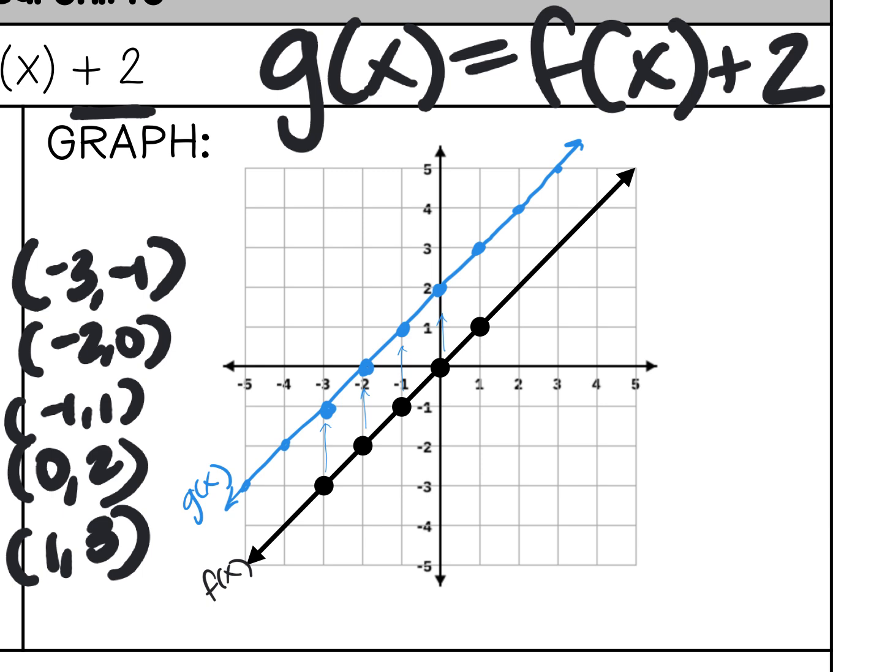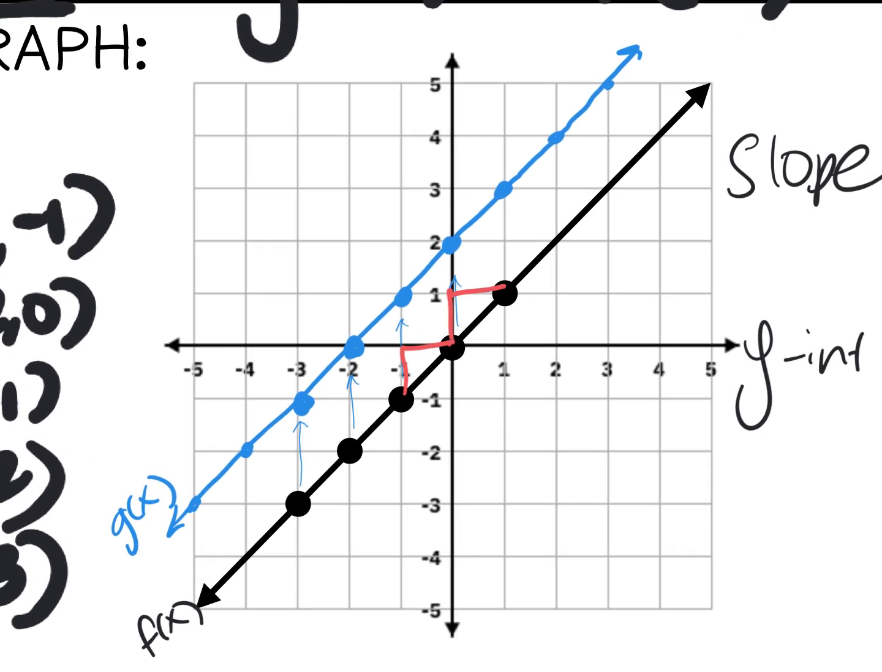The key features. Everyone say key features. The key features is the slope. We want to look at how did the slope change, and the y-intercept. Okay, slope is rise over run. What is the rise over run in the old graph? 1. Because it goes up 1 to the right 1. Right? It does like a little staircase where you're going up 1 step to the right 1 step.